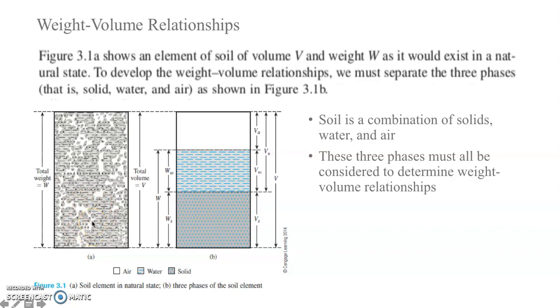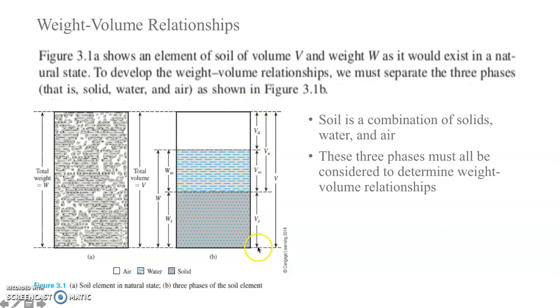So that we can develop the weight-volume relationships, we're going to separate the three phases of the soil element. So we have identified the three phases of the soil sample. We have the air, the water, and the solid. On the left side, we have our total weight, which is equivalent to the weight of the water plus the weight of the solid. The weight of the air is negligible.